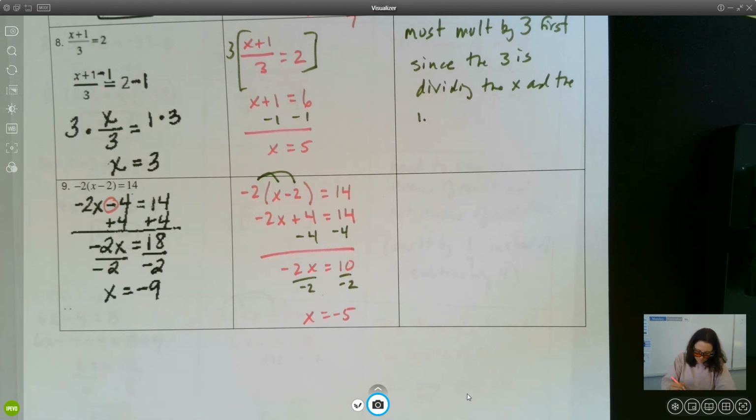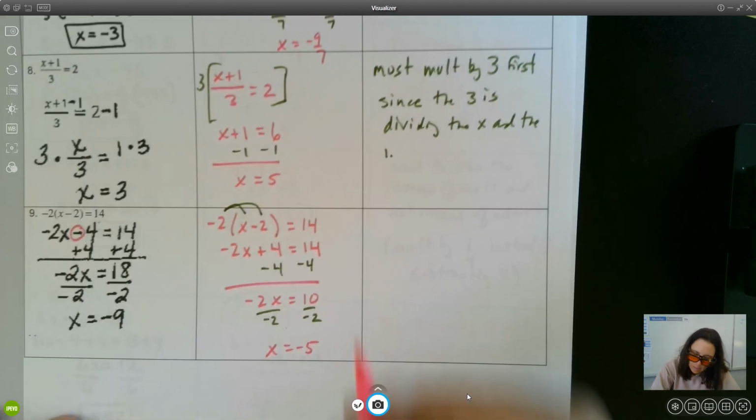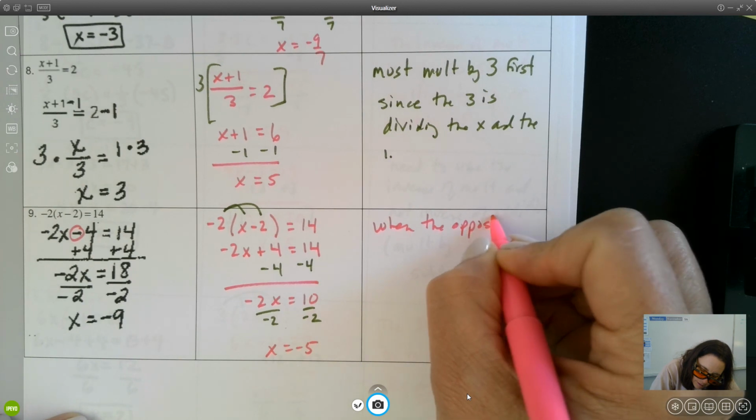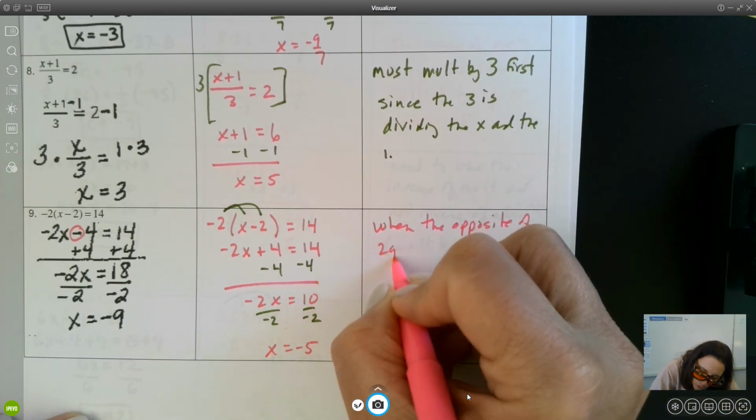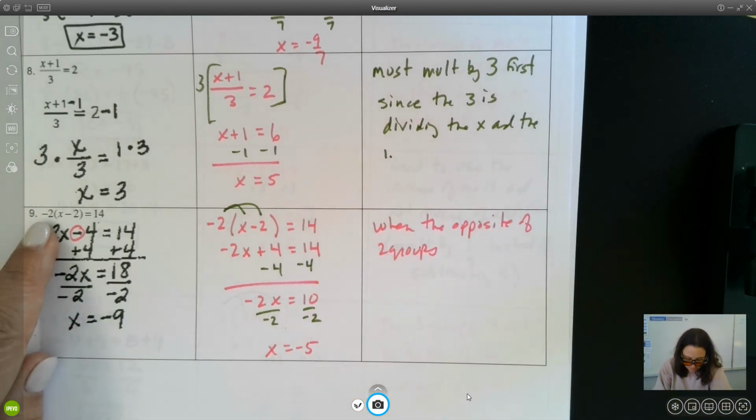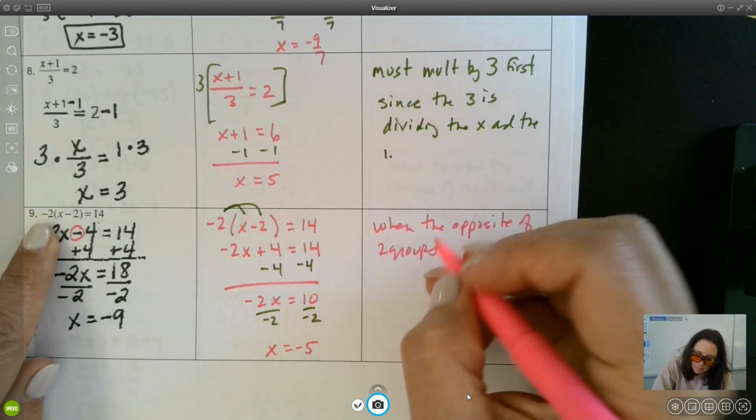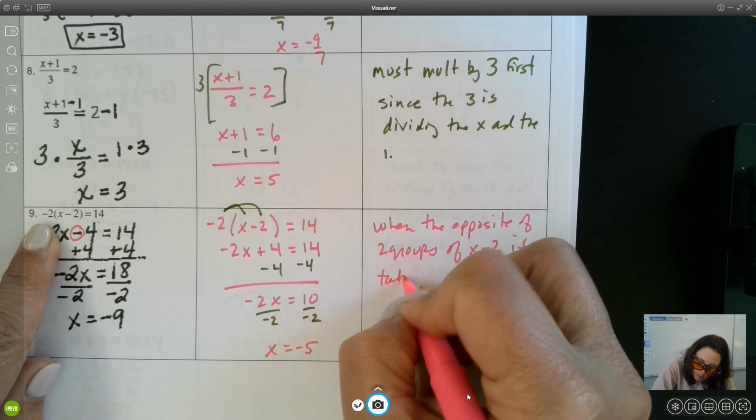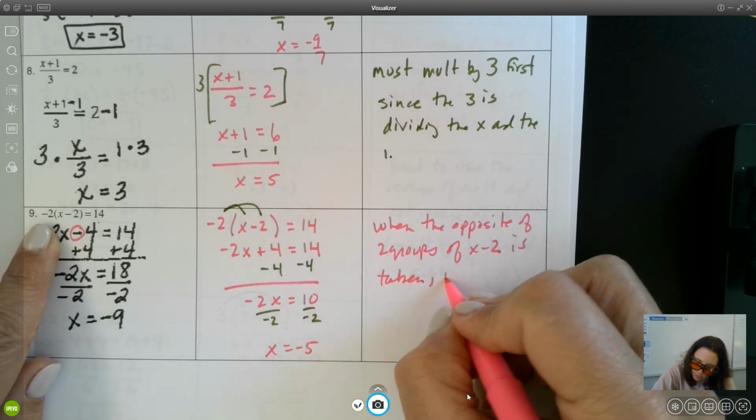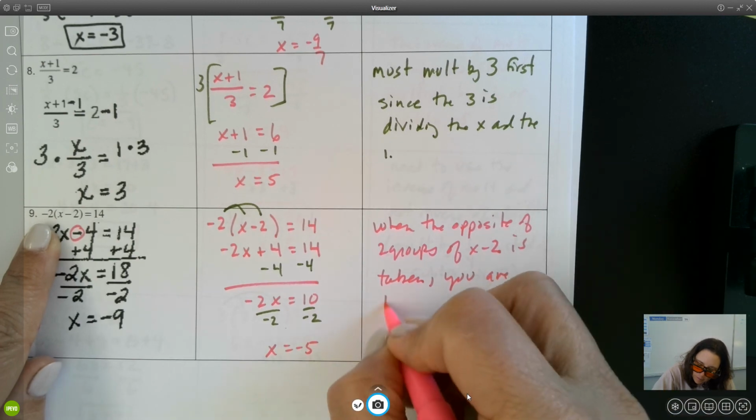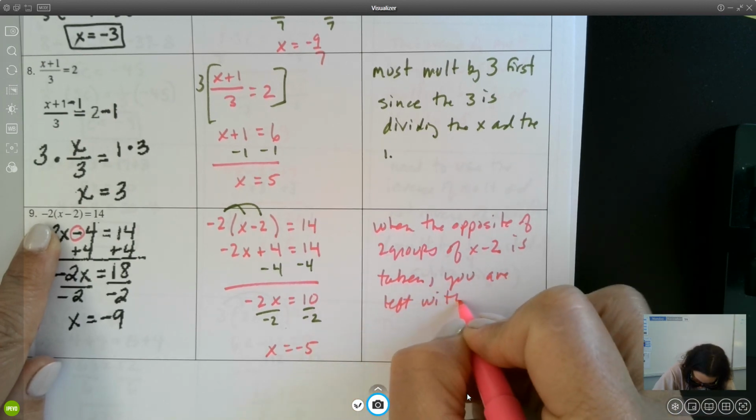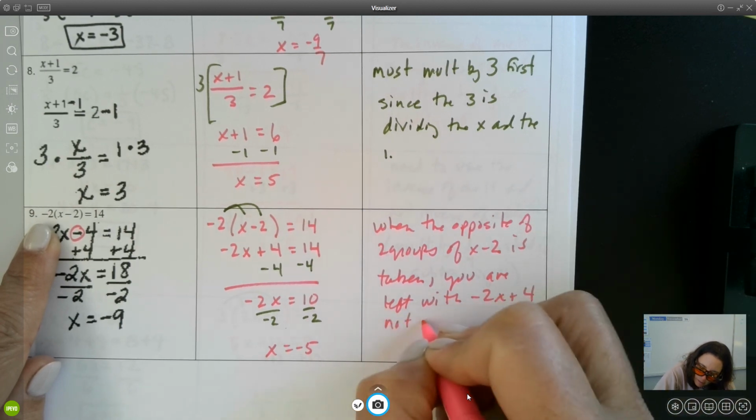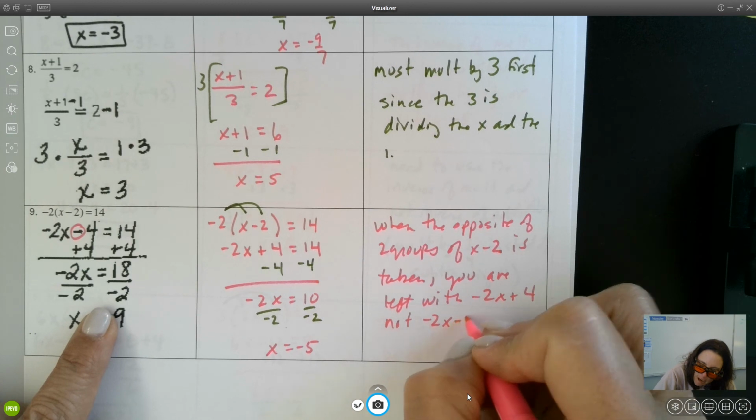When the opposite of two groups, so the opposite, that negative of x minus 2, is taken, you are left with negative 2x plus 4, not negative 2x minus 4.